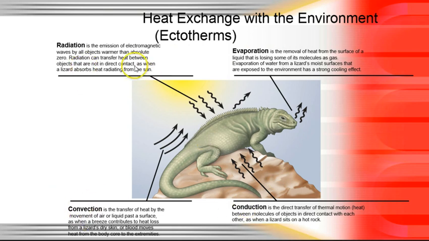Radiation is a transfer of heat, like the sun falling on the lizard here, right? That's going to be radiation because it's going to absorb the heat radiating from the sun. By the same token, you can cool off by radiating heat outwards, okay? Evaporation is where you have a liquid, water, on the surface. As that evaporates, it's a cooling process, okay?